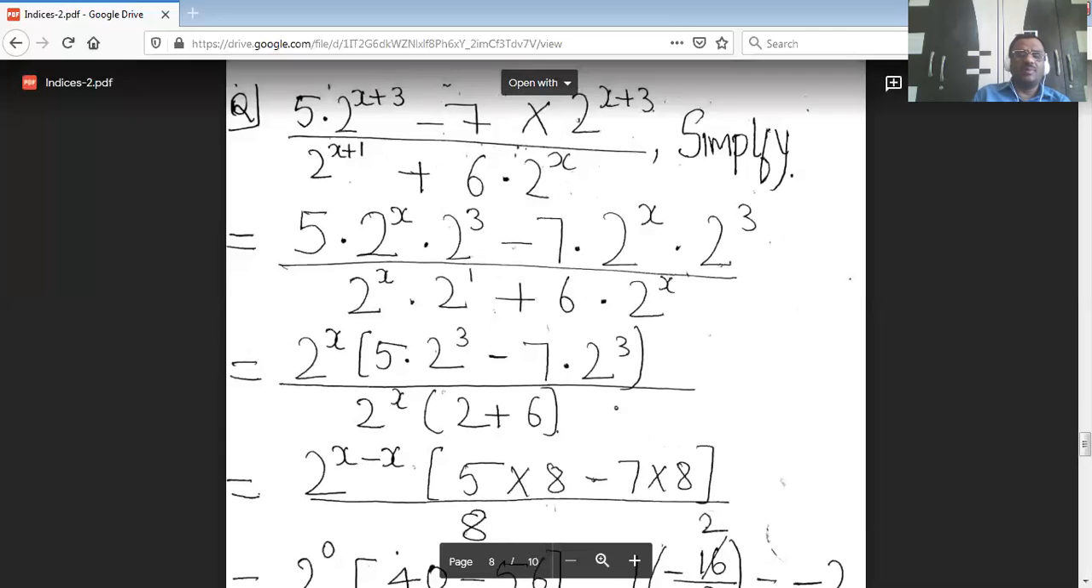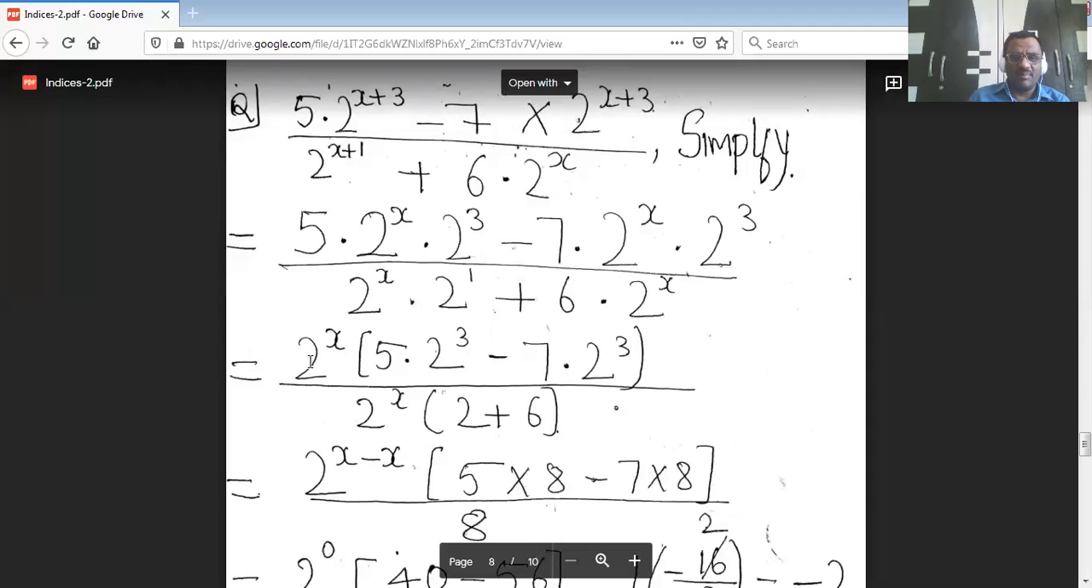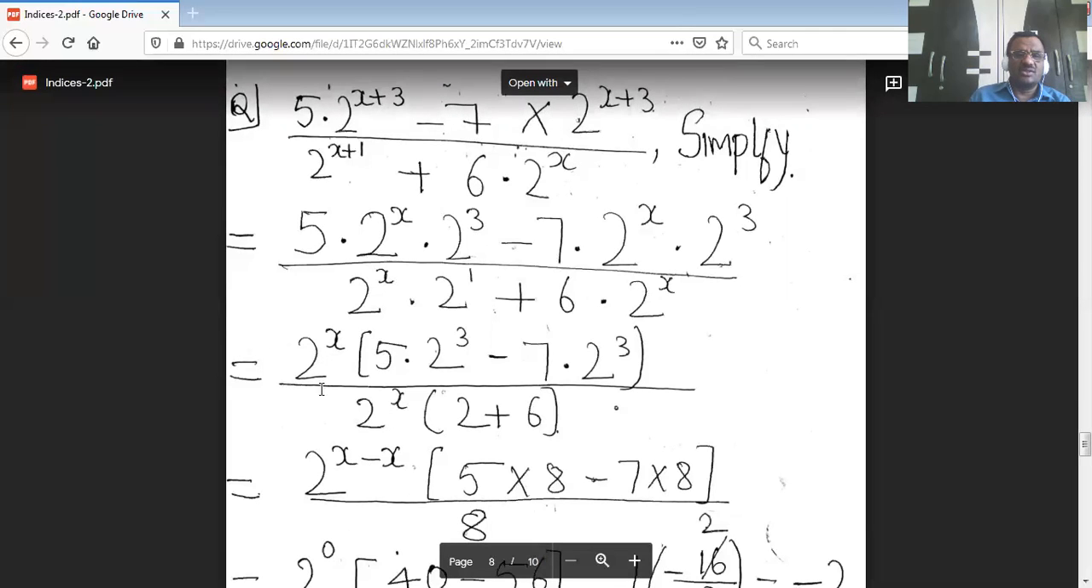Now this 2 power x and 2 power x, either you can directly cancel it, or you can apply the law a to the power of m divided by a to the power of n. We say a to the power of m divided by a to the power of m. In that case, a to the power of m minus m, that is a to the power of 0, that is equal to 1. Here a is 2, m is x. That's what the law is.